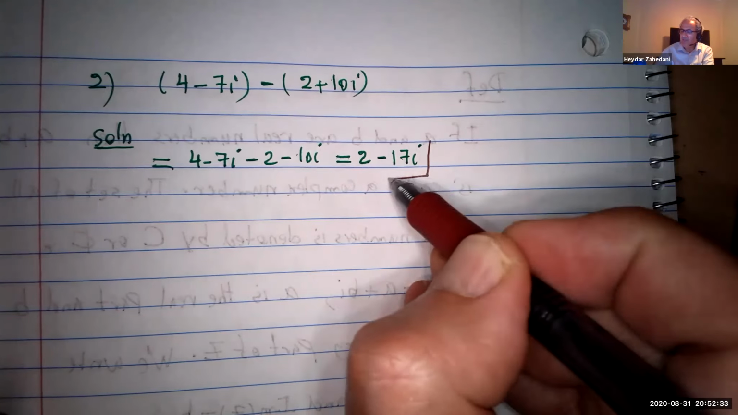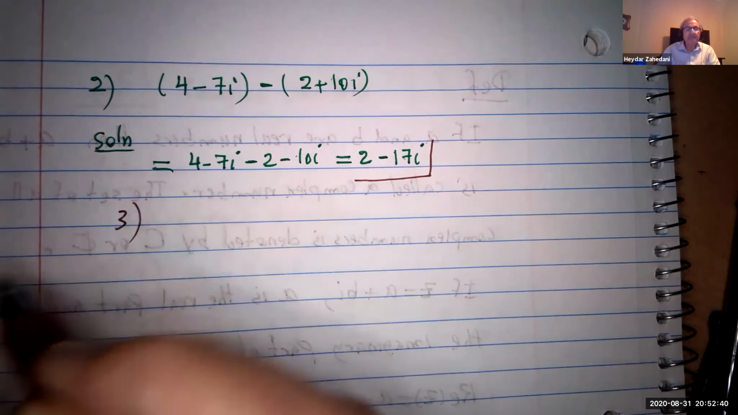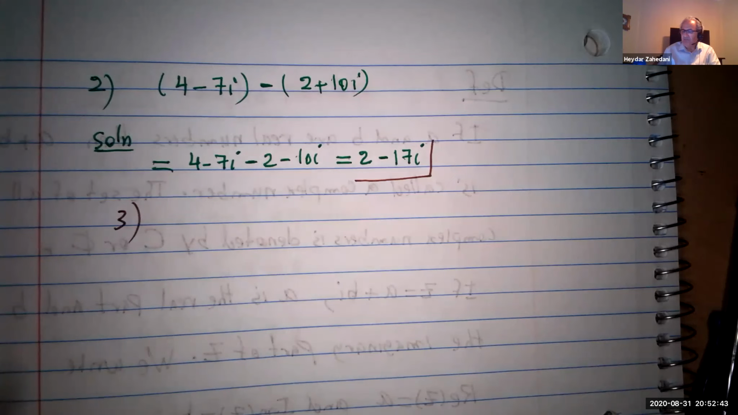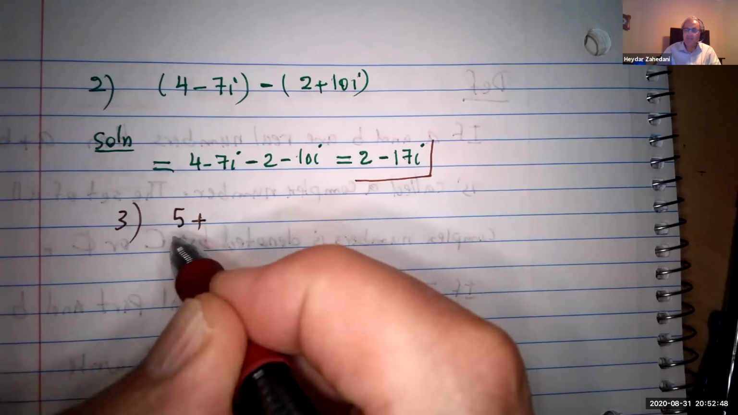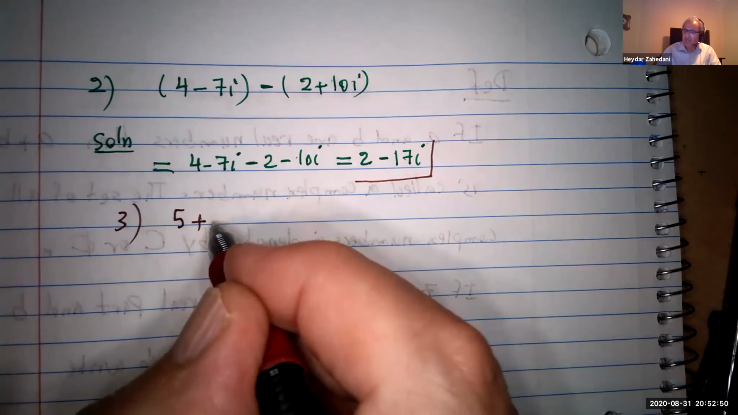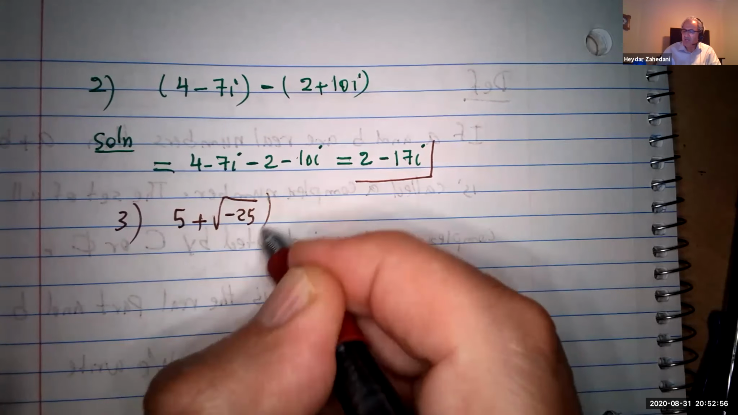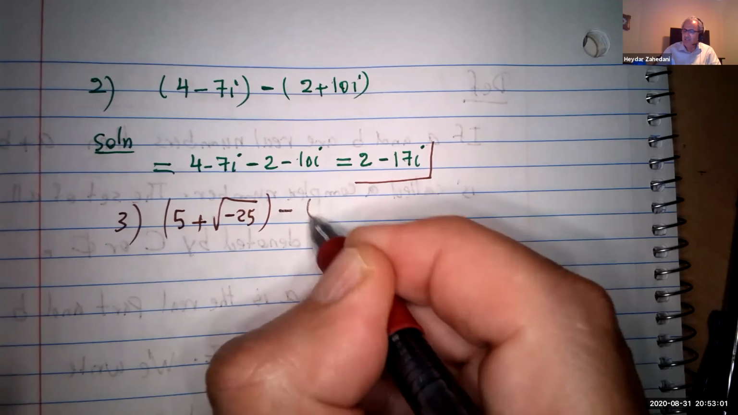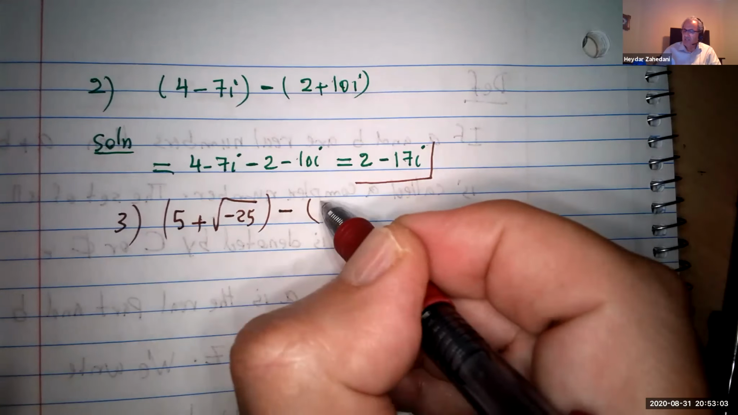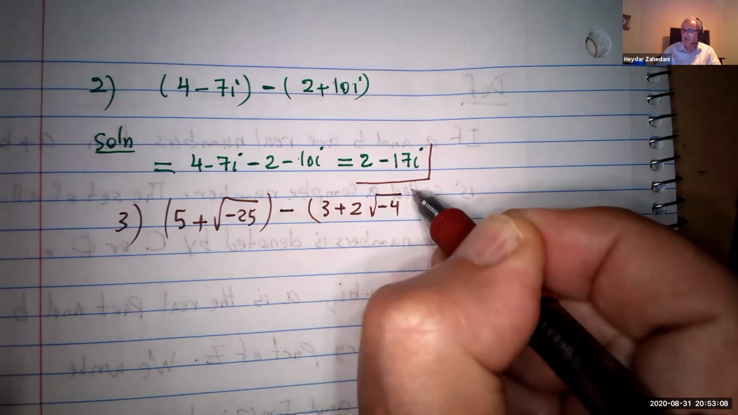But when you do this type of operation in your book, they have another version. What is this version? Look at this one. Number 3, you want to do this. 5 plus radical negative 25. Then they ask you minus 3 plus 2 radical negative 4.